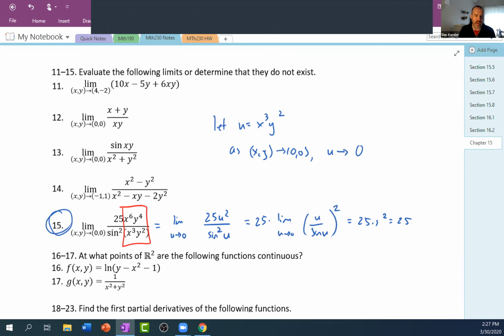Any other requests? You can type them in the chat or just take your mute button off and say it out loud. Could we try number 14? The expression part of it is kind of giving me a bit of trouble. Yeah, it looks like this is factorable to me. I think that's how I would attack that one. Yeah, that's what I tried to do.